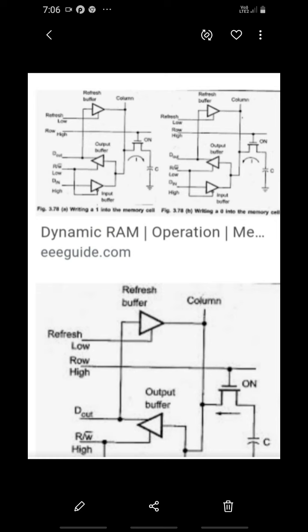The disadvantage of dynamic RAM is that it needs refreshing of charge on the capacitor after every few milliseconds. This complicates the system design since it requires extra hardware to control refreshing of dynamic RAM.